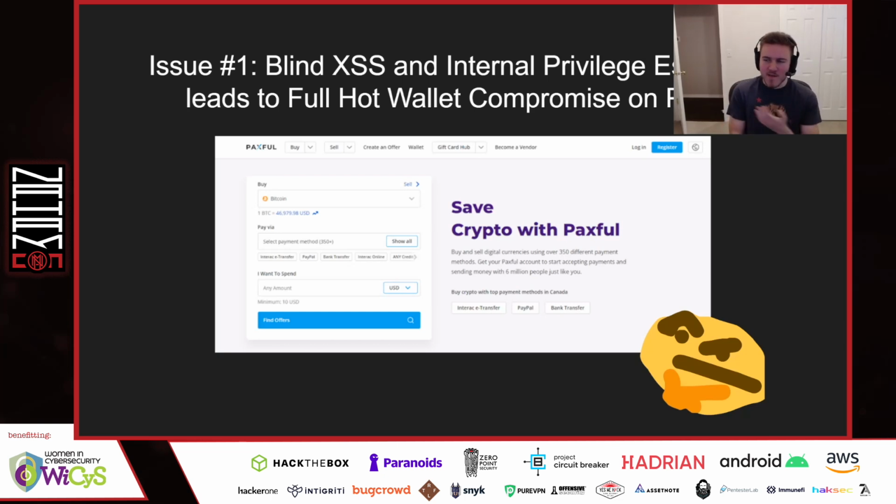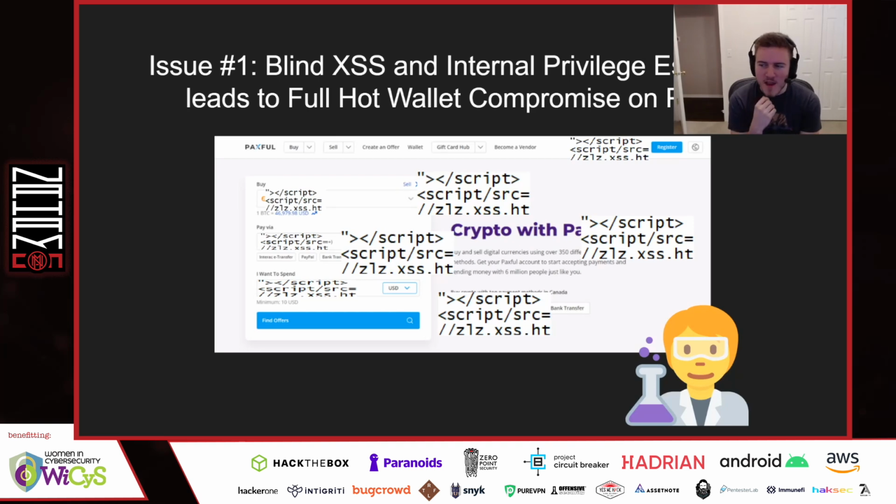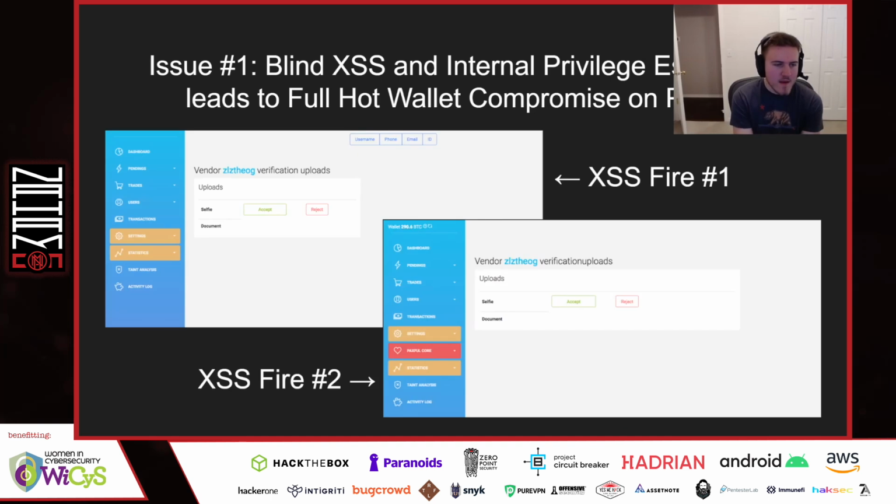And Paxful acts as a kind of escrow, right? So what I was able to do is what any hacker would: throw blind XSS payloads everywhere, right? And one day I realized that the blind XSS payload had fired. Not only did it fire, but it had fired in two different contexts, right?